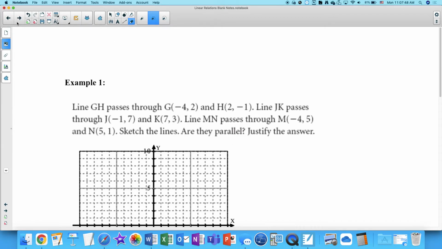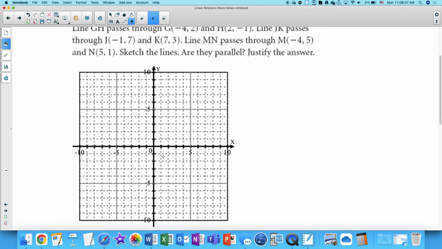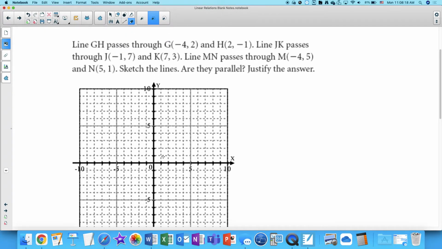Oh, I think I added a couple pages. There we go. Okay, so line GH passes through G(-4, 2) and H(2, -1). Line JK passes through these two points, J and K. I'm not going to read them out. And line MN passes through these two points, (-4, 5) and (5, 1). The first thing that we are asked to do is sketch the lines, and then say if they're parallel or not, and we have to justify that. So let's just start by sketching.